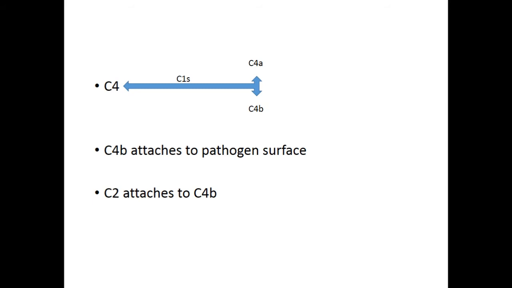So this freely floating C4 was cleaved by this C1s, and C4b was formed, and once C4b formed, it got attached to a nearby pathogen surface, and when C4b was attached to the pathogen surface, it saw a C2 which was again moving around in the plasma, and when it saw that a C4b has bound to a pathogen, it came and attached to this C4b. So now we have a complex, C4b, C2.